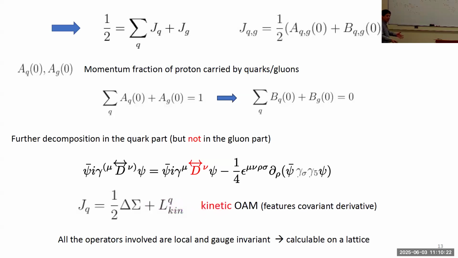It's different from the canonical OAM that I showed you before. It's numerically different. And this OAM features the covariant derivative. So it's manifestly gauge invariant, and it's local operators. So the advantage of this decomposition is that all the operators involved are local and gauge invariant. And so that means that they are calculable in Lattice QCD, and there's already been a calculation of that. I think Martha has a lecture in the afternoon. I think she might have calculated this.